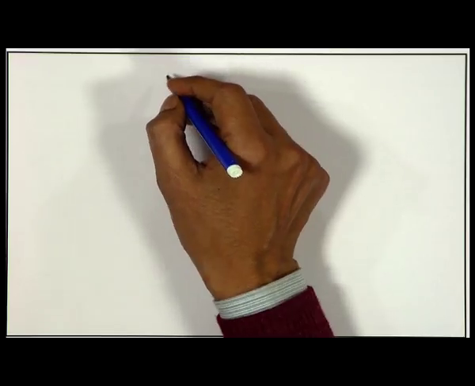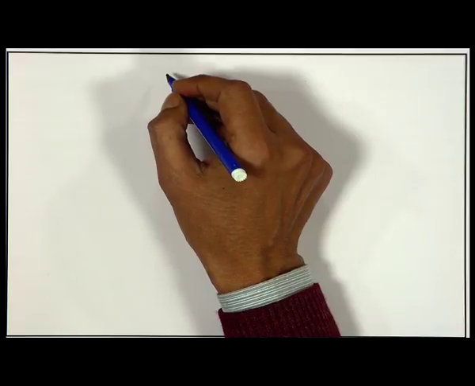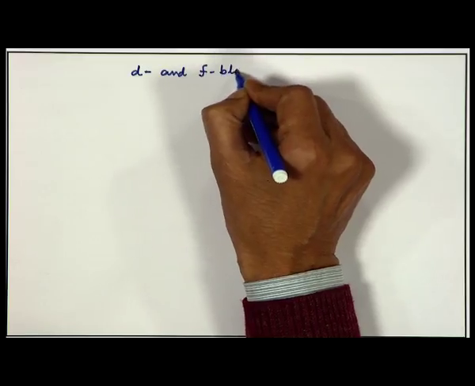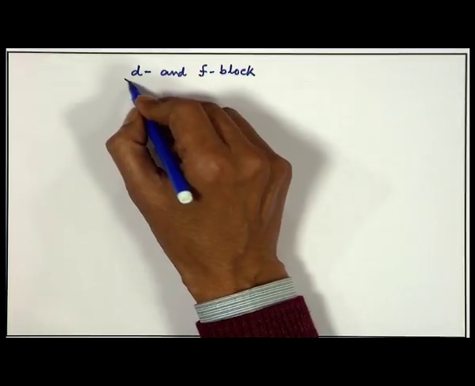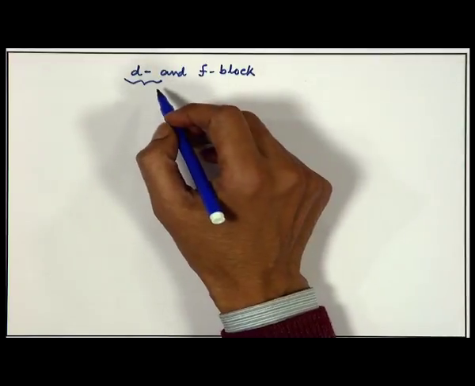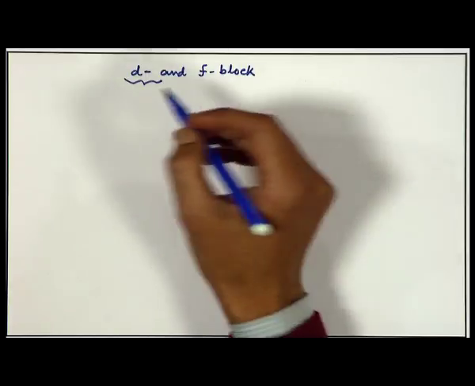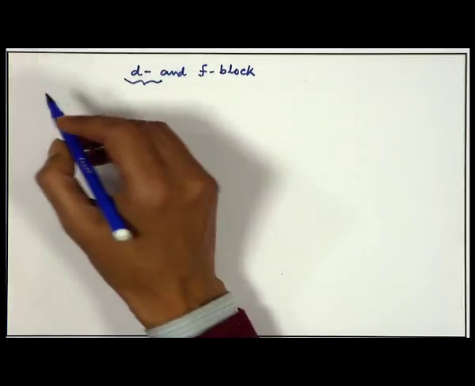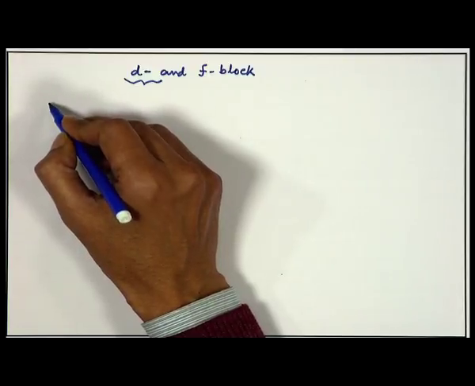Hello, good morning everybody. In this class of D and F block elements, this is the second class, we will be continuing what we were discussing last time about the different properties. Right now we are just focusing our attention on D block elements, and in this particular case we are talking about enthalpy of atomization.